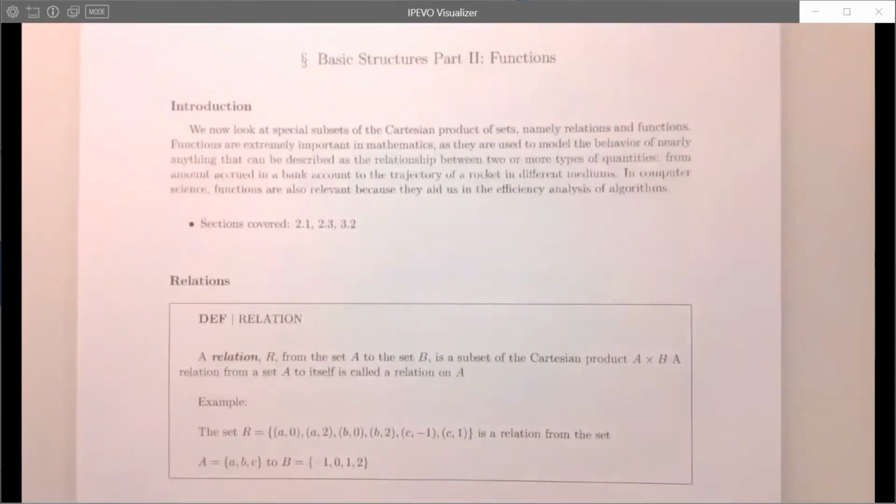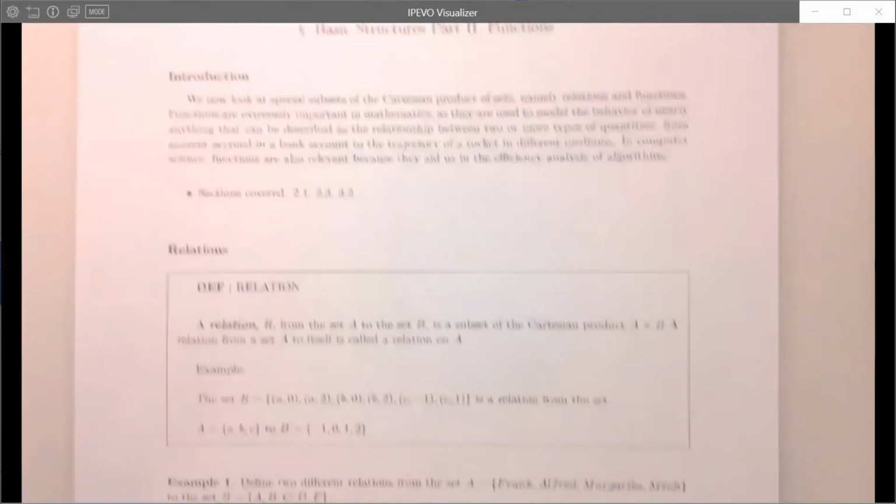If you're following along with your textbook, you might want to read sections 2.1 and 2.3, as well as 3.2 of Rosen's Discrete Mathematics 8th edition.